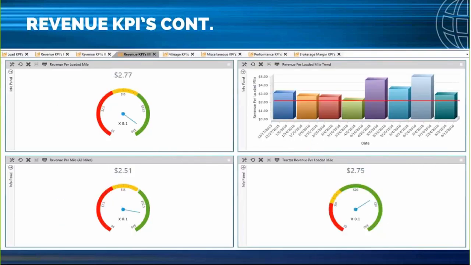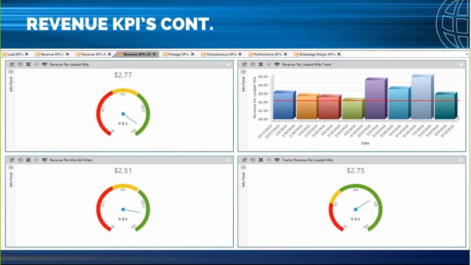Our third view of revenue KPIs, we can see revenue per loaded mile. Next to that, we can see revenue per loaded mile trends. And once again, we can see the ones that are at, above, or below the goal line that we've got set there. On the bottom, we can see revenue per mile. That's all miles. And then we can see tractor revenue per loaded mile.